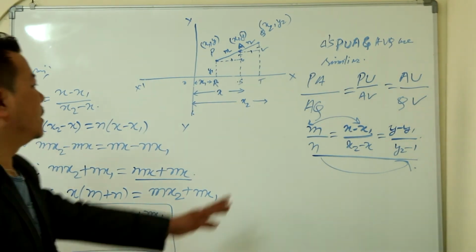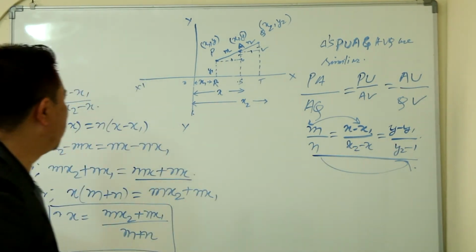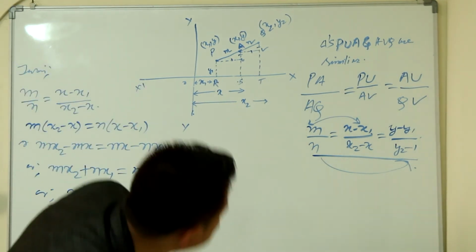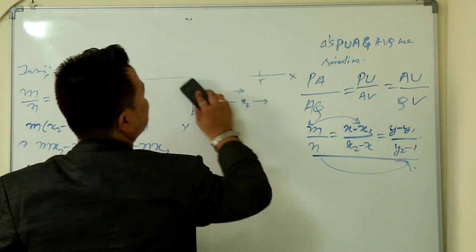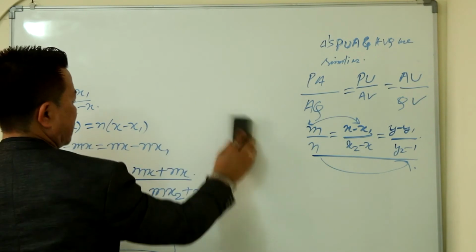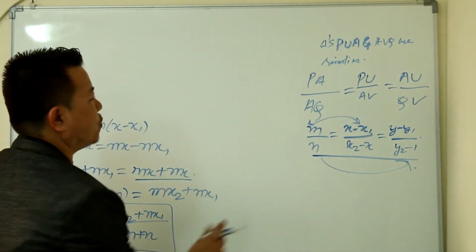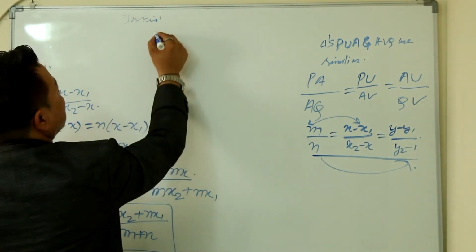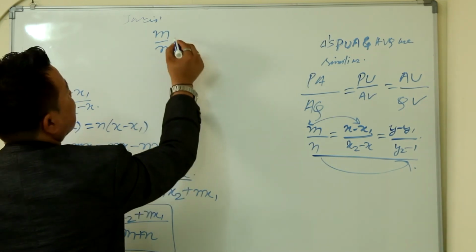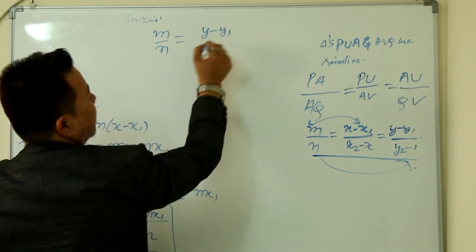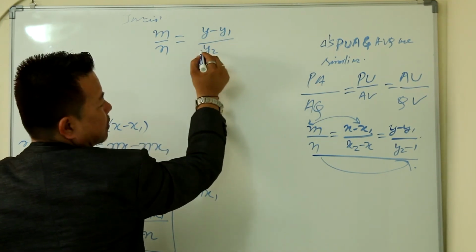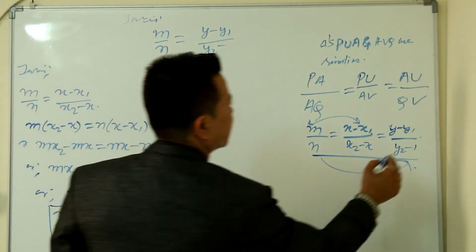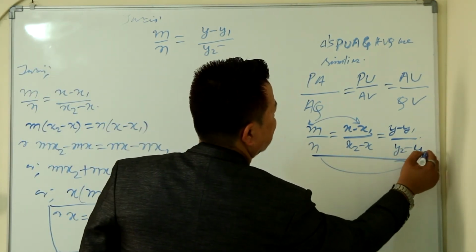Similarly, now take this first and this last part to derive the value of y. So what we do similarly, okay, let's delete this diagram now. We don't need this. Now let's take these two portions. Taking m by n equals to y minus y1 divided by y2 minus y.